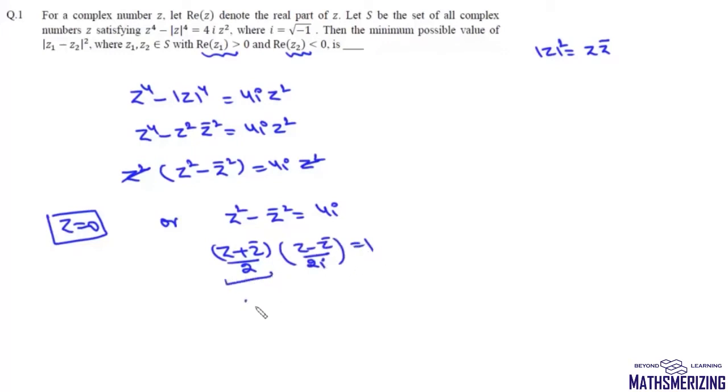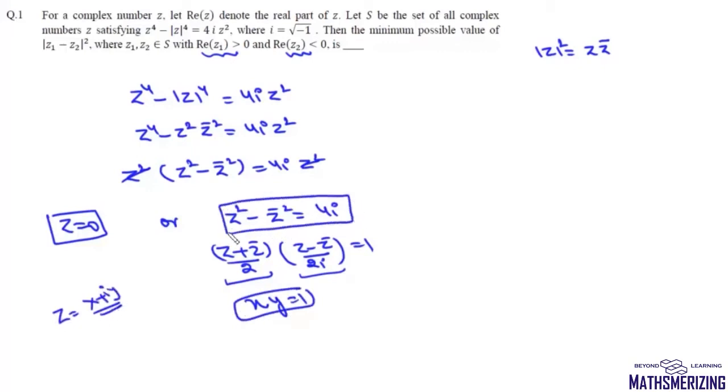Now this is nothing but its real part x, and this is the imaginary part y. So if z is x plus iota y, then this other condition represents a rectangular hyperbola xy equals 1. So this set S contains either the point 0, which is the origin, or points on this rectangular hyperbola xy equals 1.